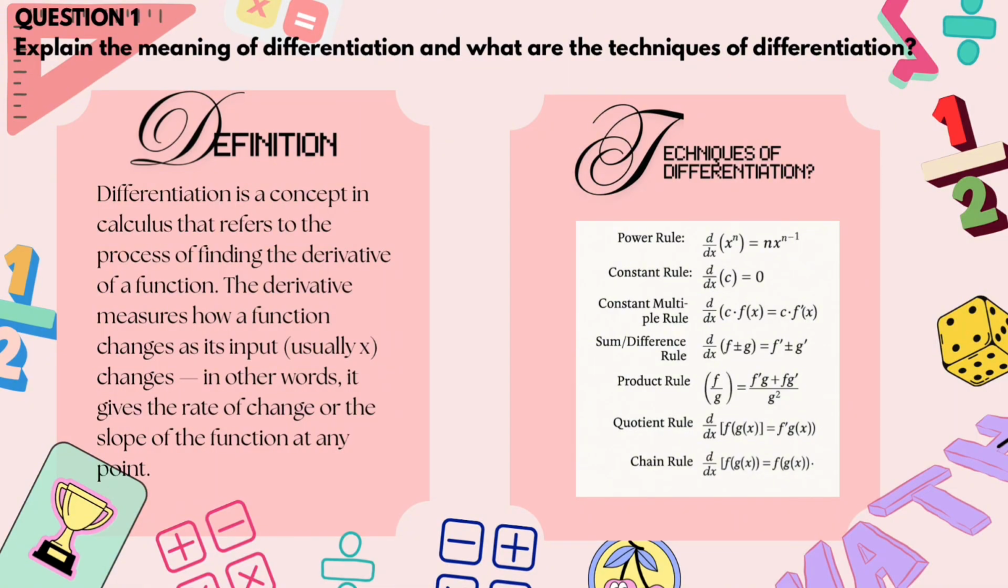Next is the chain rule. This rule is for when you have a function inside another function. To find the rate of change, you find the rate of change of the outer function first, keeping the inner function as is, and then you multiply that by the rate of change of the inner function.